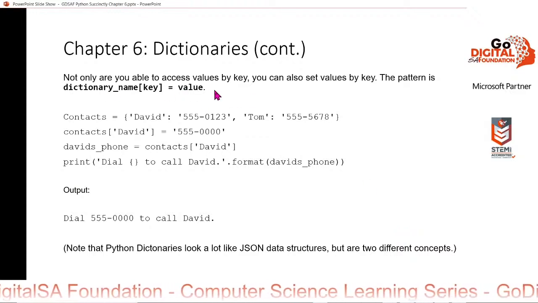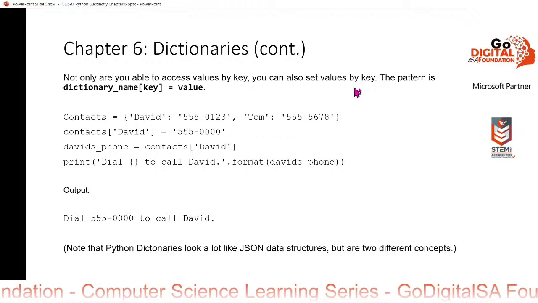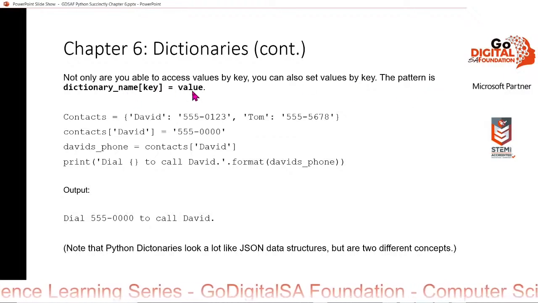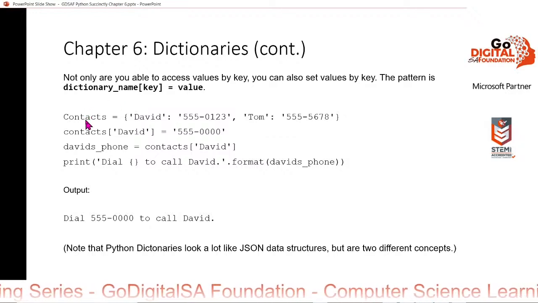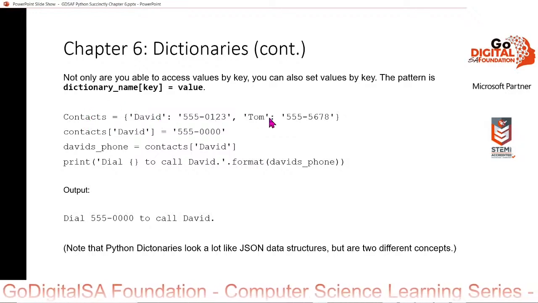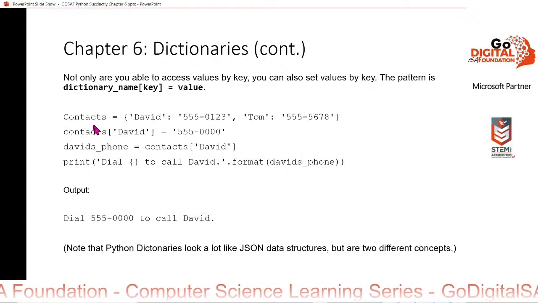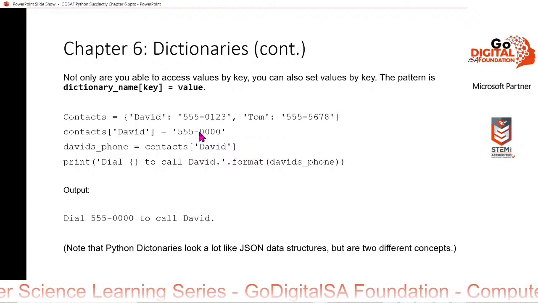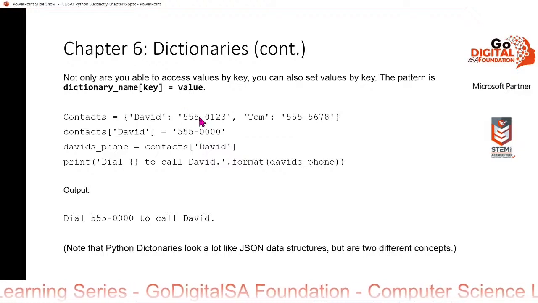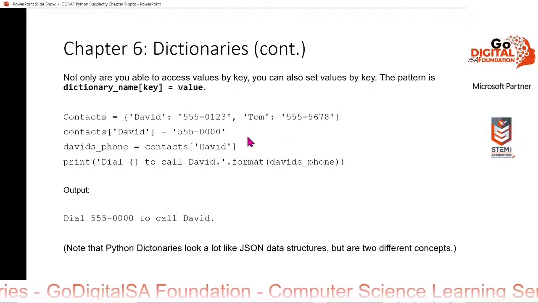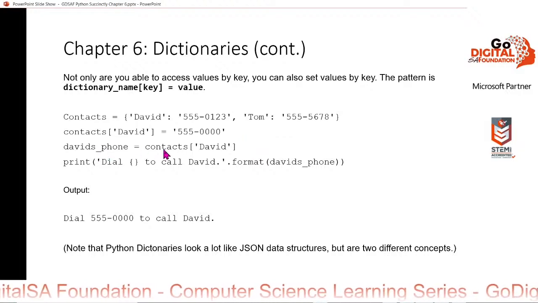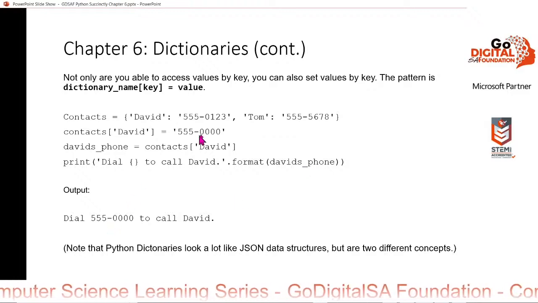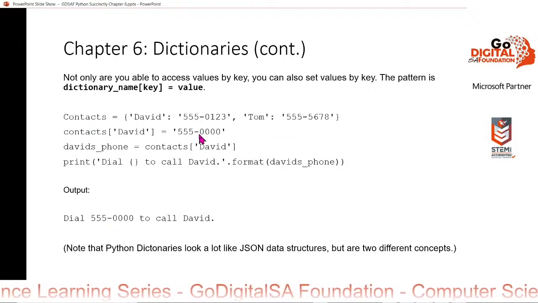Not only are you able to access values by key, you can also set values by key. The pattern is dictionary name key equals value. So if we say contacts equals David colon this, Tom colon that, we can then say contacts David equals this. That will change the value for this item. If we say David's phone equals contacts David, and then we print David's phone, we should see the new value because this has replaced the value of that.